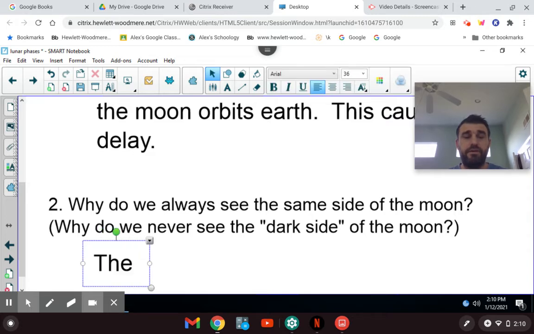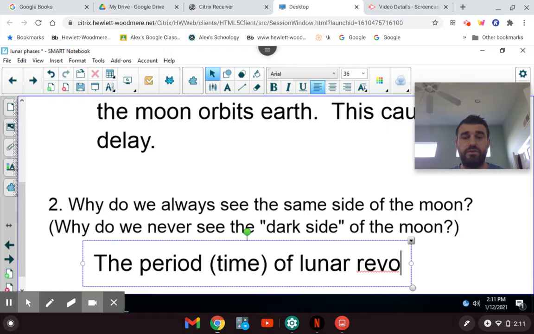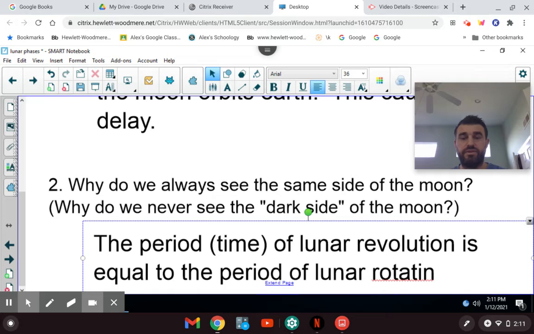The period means length of time. The period of lunar revolution is equal to the period of lunar rotation. Okay, so that's just saying it takes the same time for the moon to go around Earth as it does for the moon to rotate once.